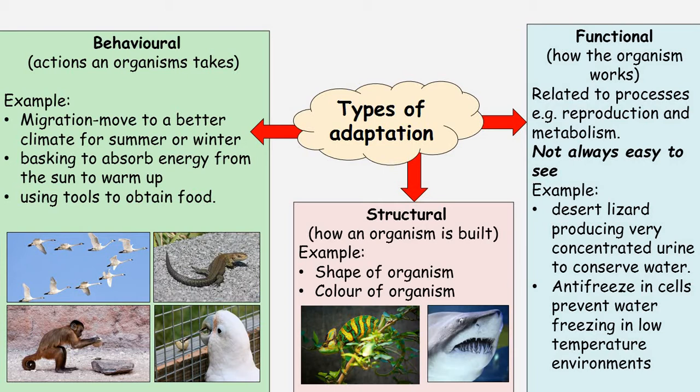And of course functional, how the organism actually works, relating to the processes, e.g. reproduction and metabolism. So a good example here is the desert lizard producing very little, very concentrated urine to conserve water. Antifreezing cells prevent water freezing in low temperature environments. So these are functional, relating to processes. So behavioural actions, structural how the organism is built, and functional referring to processes.